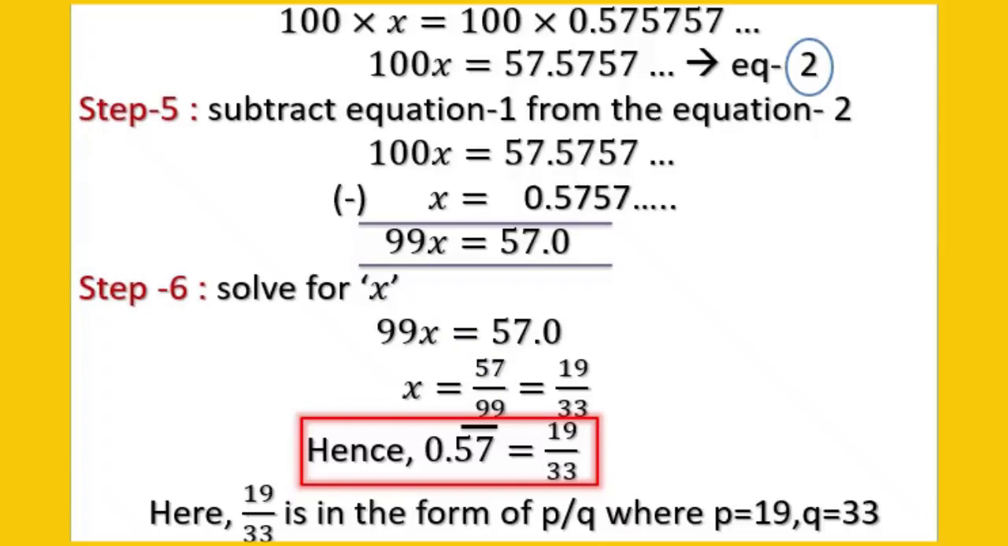Step 6. Solve for the value of x. If 99x is equal to 57, then x is equal to 57 by 99. This can be simplified as 19 by 33. Hence, 0.57 bar is equal to 19 by 33 in the form of P by Q, where P is 19 and Q is 33.